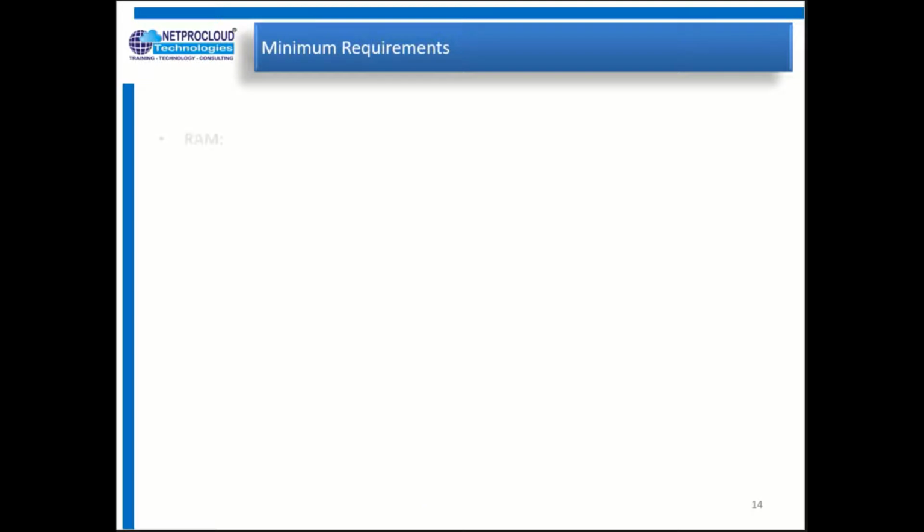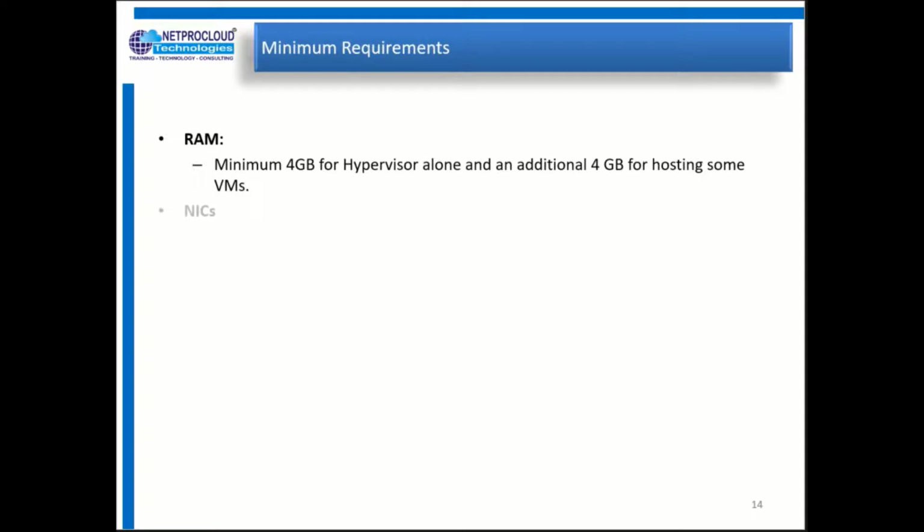Now talking about the memory, meaning RAM. The minimum requirement is 4 GB, and to install some virtual machines and to use some features of your ESXi host, not vCenter, only ESXi host, we need 4 GB of additional RAM. So in total we need 8 GB. Now talking about the next: one or more gigabit or 10 GB Ethernet controllers. These are the minimum requirements.